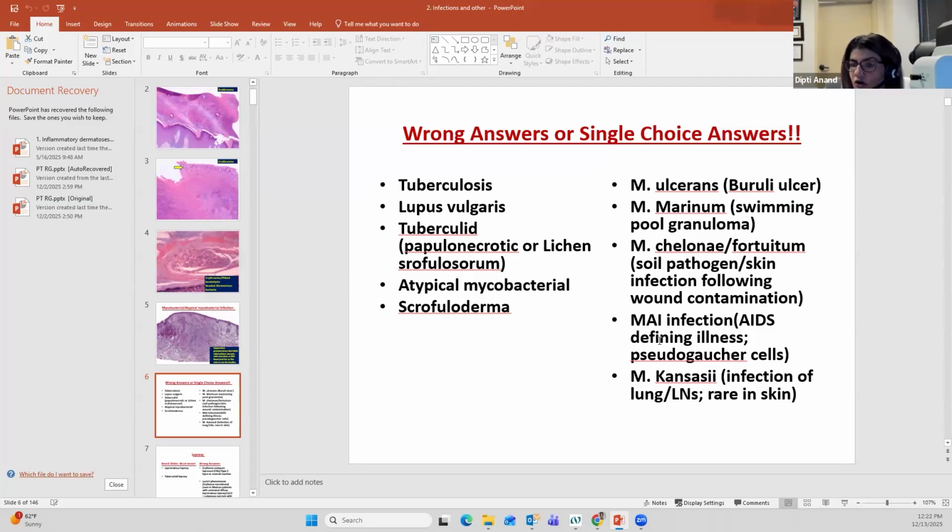This is very rare, that is your MAI infection. I've never seen it in the skin. And kansasii, it's also extremely, extremely rare in the skin.